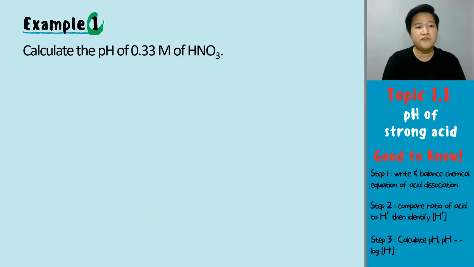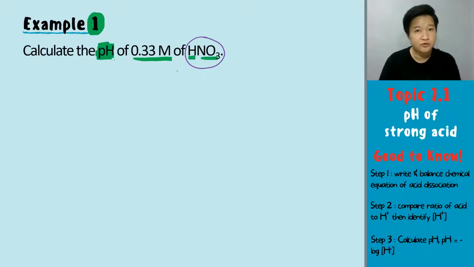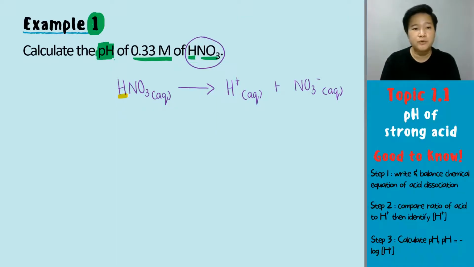Let's try the first example on calculating a strong acid pH value. The question is asking for the pH of 0.33 molar HNO3. Knowing that, step 1 is to write the equation of your HNO3 dissociating. So I have my HNO3, definitely in aqueous, which will be completely dissociated, so it's a single-headed arrow, an irreversible reaction, forming H+ aqueous and also NO3- aqueous. And before you move on, make sure they are balanced. HNO3 forms 1 H+ and 1 NO3-.